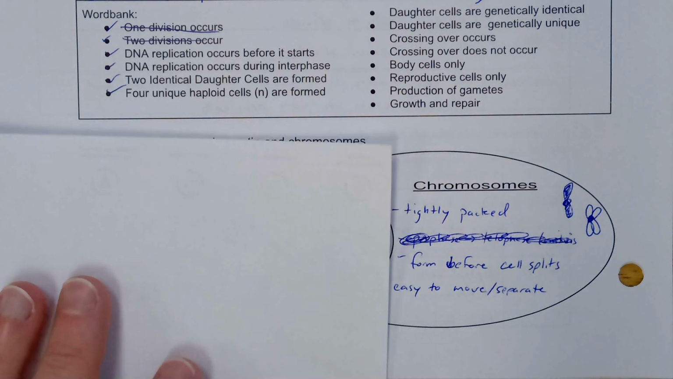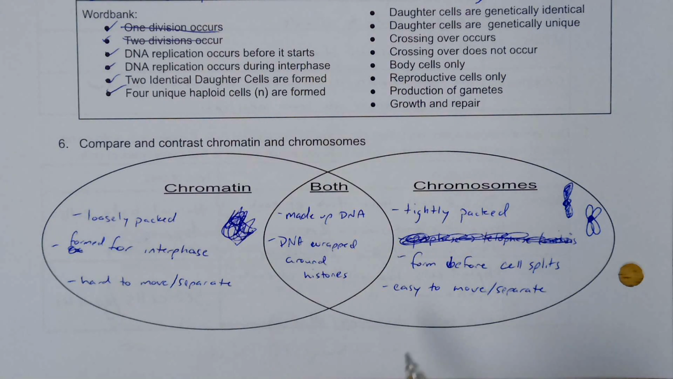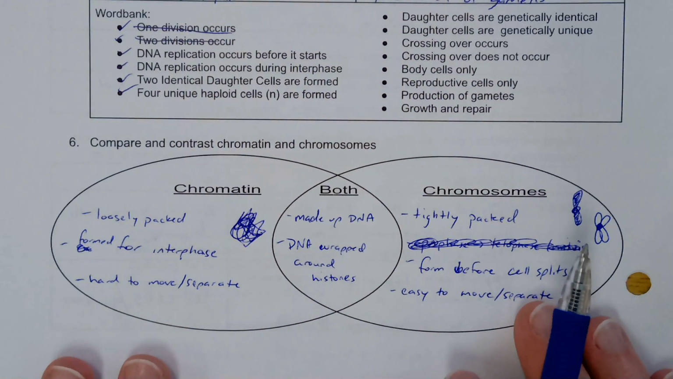Okay? Now, what do they have in common? Well, they're both made up of DNA. And they're both wrapped around histones. So that's another example where they both are wrapped around these proteins that help hold them together and keep their structure normal.